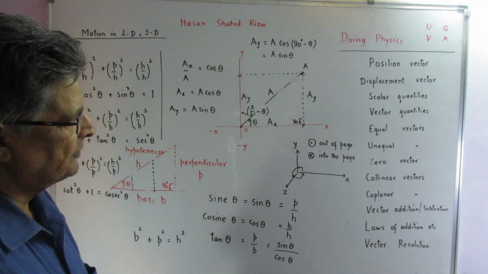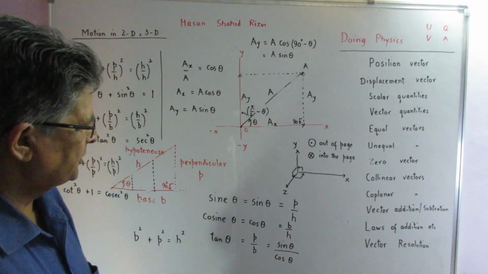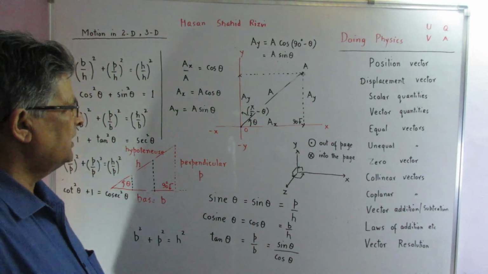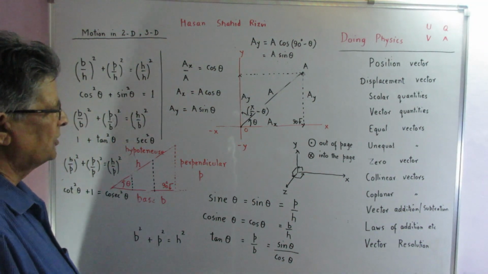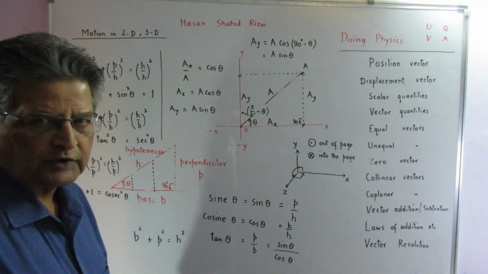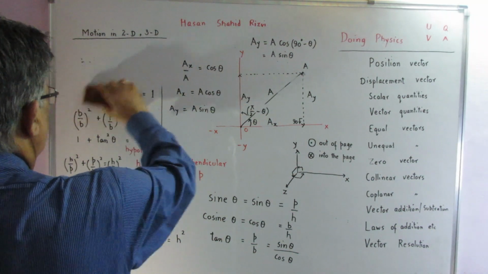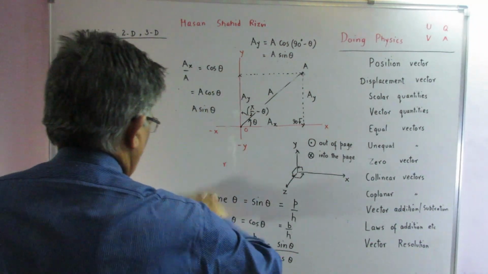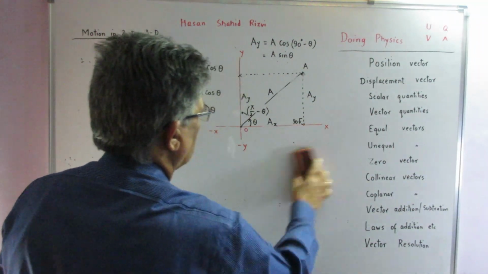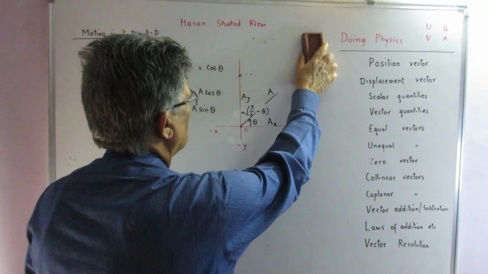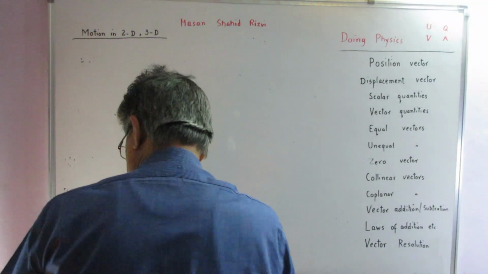While introducing these functions of trigonometry, which I use for the resolution of these things, I said that ax is equal to a cos theta, or the resolution in the x direction is equal to a cos theta. Allow me to talk a little bit about this, theta and its trigonometrical associates.